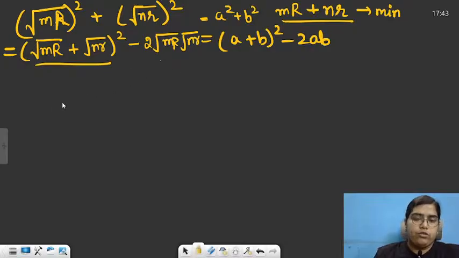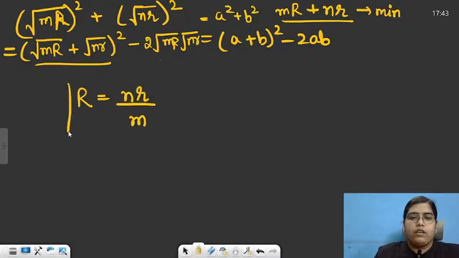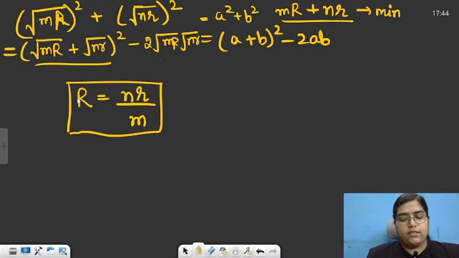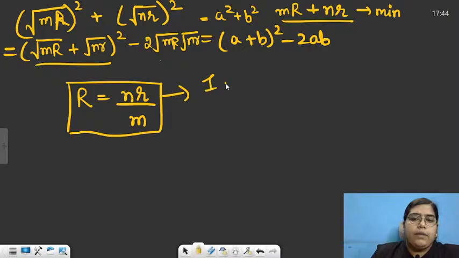When I equate it to 0, then I can write capital R will be equal to n times R upon M. So this was my capital R, the relation between external resistance and internal resistance. You have already studied this for your 12th class exam, right? This was the relation for which current will be maximum.